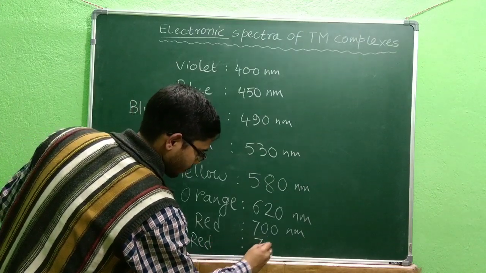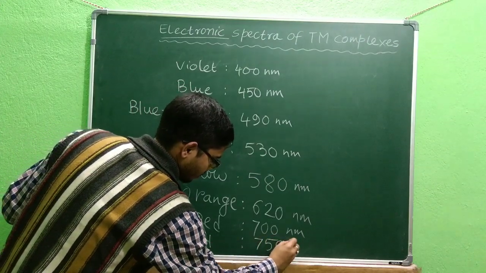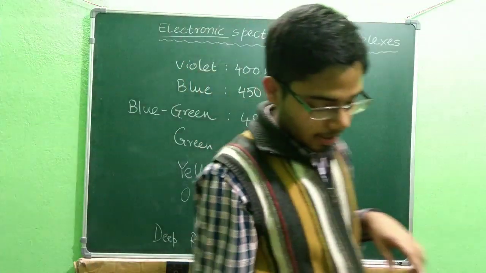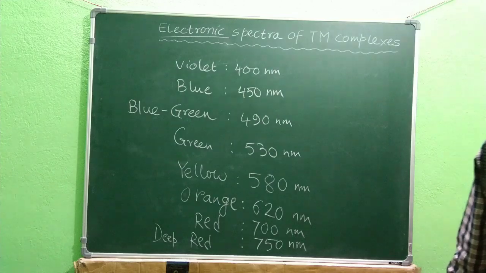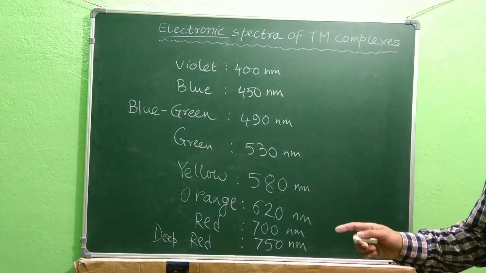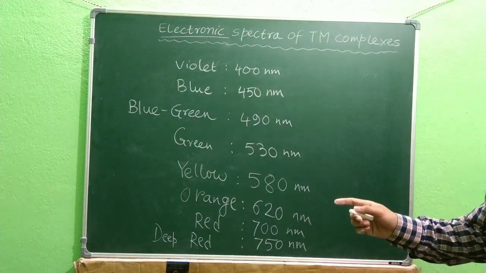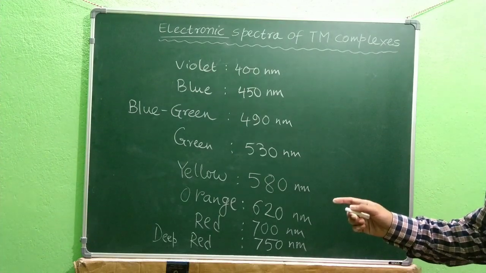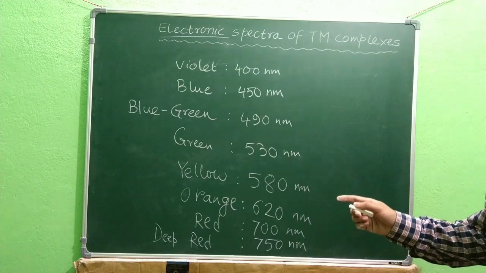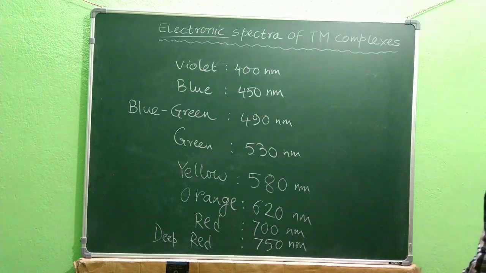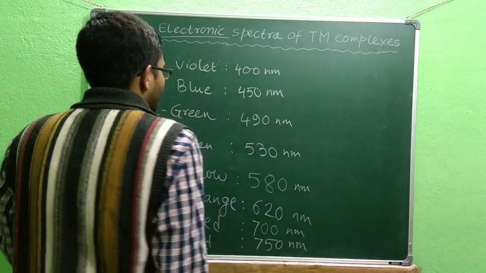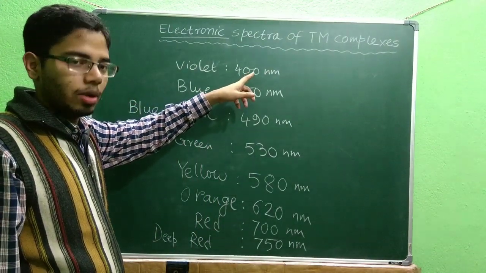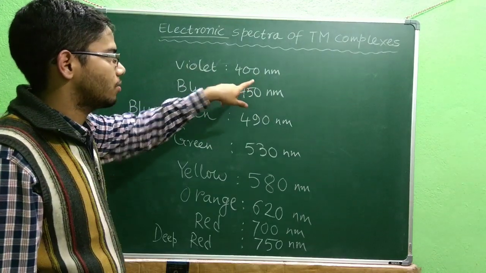That is your 750 nanometer. Now let's check whether I have written it correctly. So violet is 400, blue is 450, blue-green 490, green is 530, yellow is 580, orange is 620, red is 700, deep red is 750. So I have written it correctly. So you can remember this one, 400. Violet is your 400.